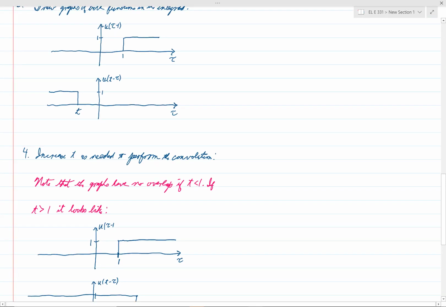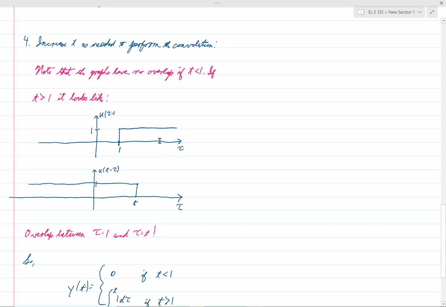But notice in this graph here, if we keep increasing t until it gets past 1, then we will have a region of overlap. It will look like this. And we see that between tau equals 1 and tau equals t, we will have this.